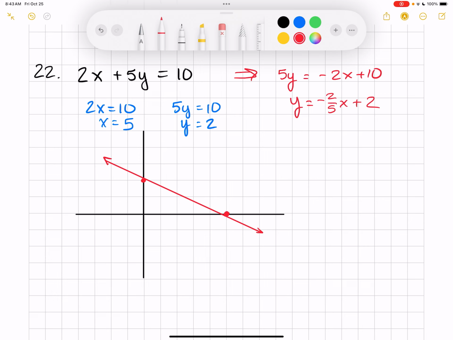I like the cover-up method because a lot of times I don't actually even show this out. I'll just write x is 5, y is 2. I'll literally cover it up with my finger and write what it is. But for the sake of seeing it, I wrote it out. So, any questions about those graphing ones?